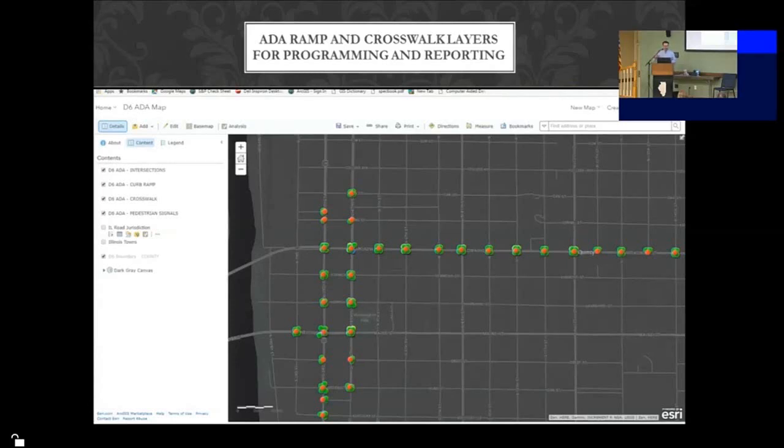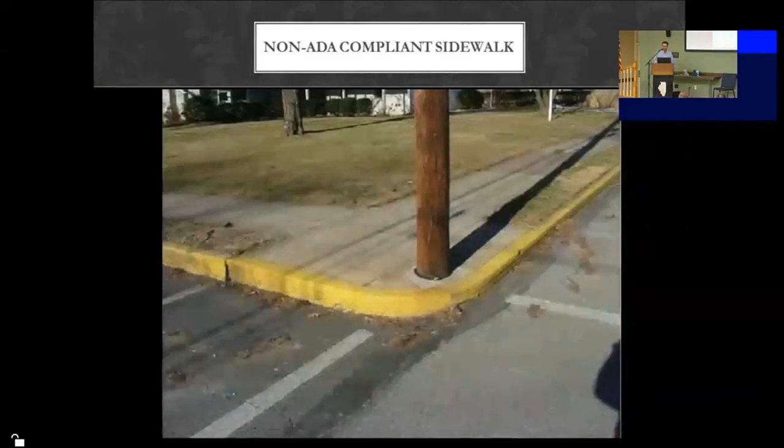The first use that we started using GIS for in the district was for ADA ramps. I'm not sure how many of you are aware, but there's a very big push that anytime you provide sidewalks to the general public, you also have to provide access to the disabled. And so there's a huge push to get all of our sidewalk ramps compliant.